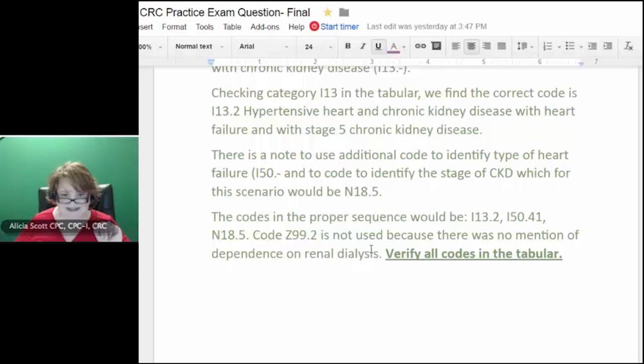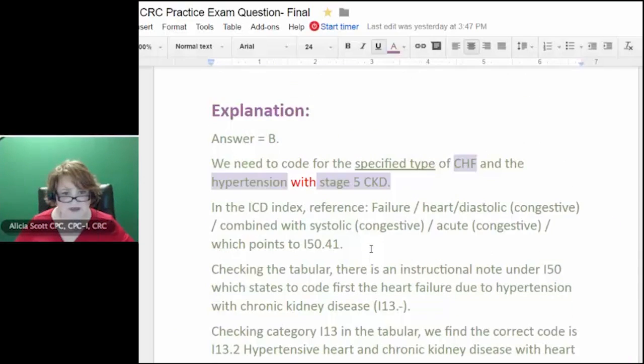Now, before I stop talking here, I just want to give you a heads up. Do a little study on N18.5 because there are times that an N18.5 is on dialysis, and that changes the dynamics of some coding. So going back real quick, the answer was B.